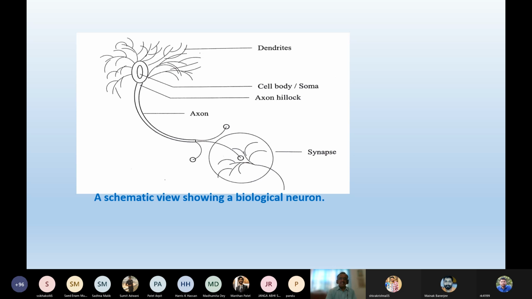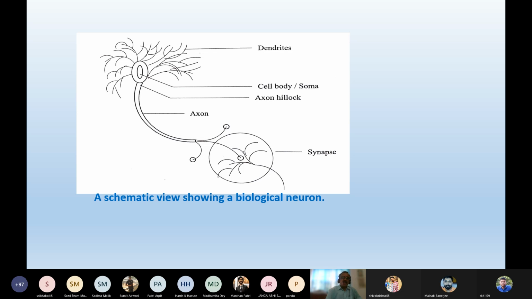Axon is nothing but a long cylindrical fiber. At the end of the axon, there will be some branches. You can see these branches of the axon will be in touch with the dendrites of the neighboring neuron. This connecting junction is known as the synapse. So the synapse is a connecting junction between the end of the axon and the beginning of the dendrites of the next neuron.